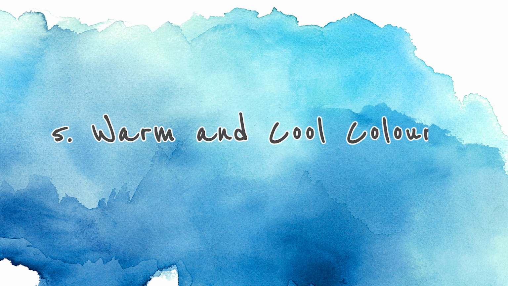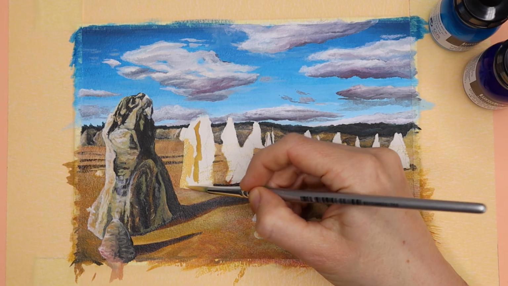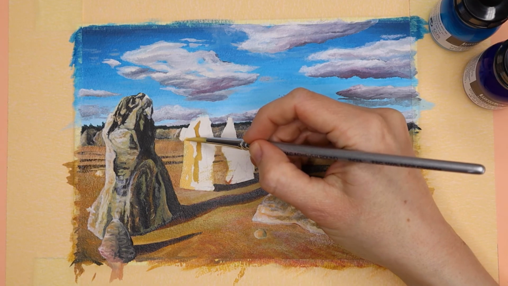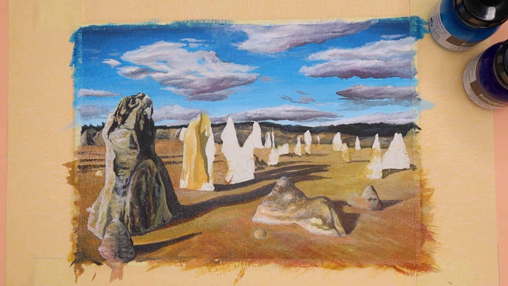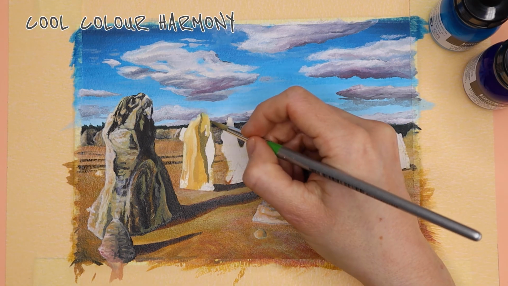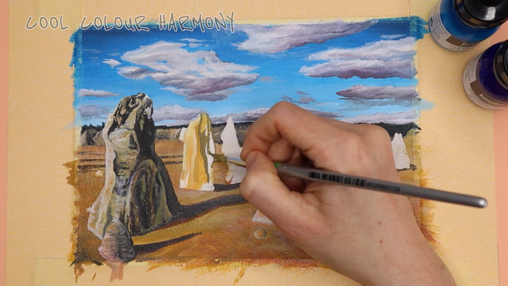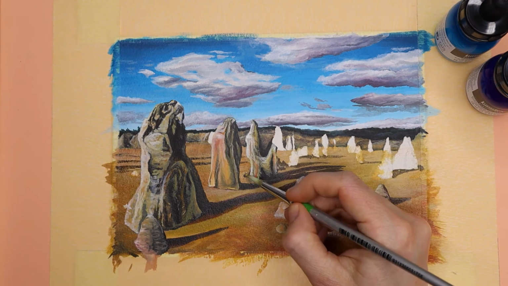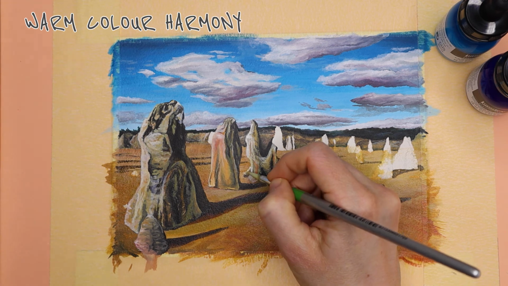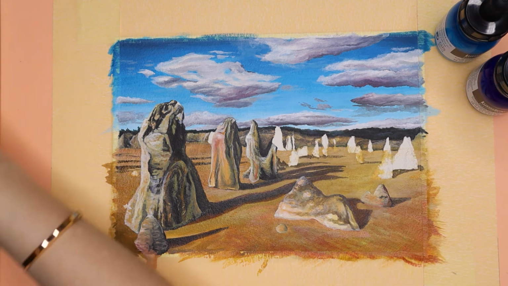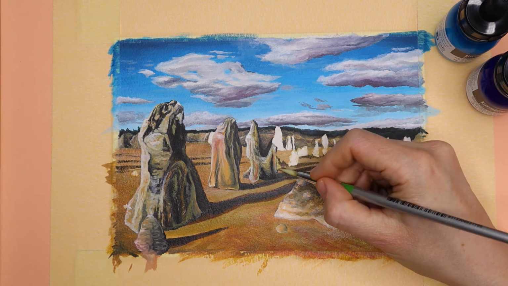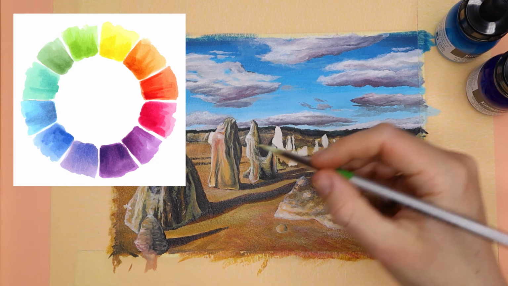The last area of discussion is warm and cool colours. And another way of using and organising colour in your artwork is to use warm colours together and also cool colours together. So this is called cool colour harmony when there are no warm colours in the artwork or the composition, and warm colour harmony when there are no cool colours. So these colours are organised by dividing lines that split the two on the colour wheel.